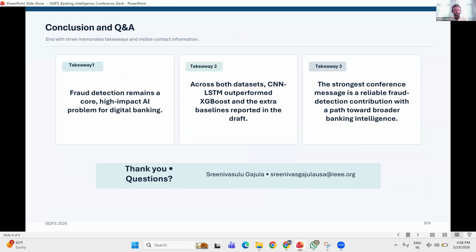Fraud detection remains a core high-impact AI problem for digital banking. And the second takeaway, across both the data sets, CNN-LSTM outperformed XGBoost and the extra baseline reported in the draft. And the third takeaway, which is our strongest conference message, is a reliable fraud detection contribution with a path towards broader banking intelligence.